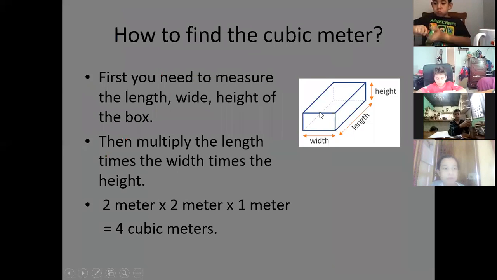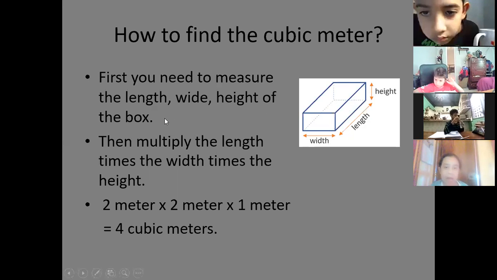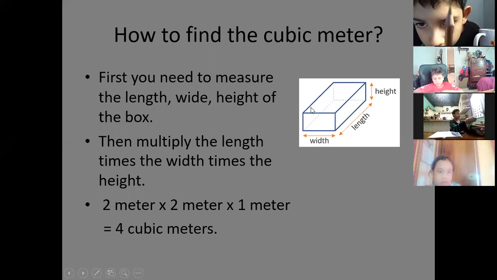Please, we don't need to copy that, yes? A regular solid like this brick has three measures: the width, the length, and the height. Those are the three measures we have to take. Now, first you need to measure the length, width, and height of the box.